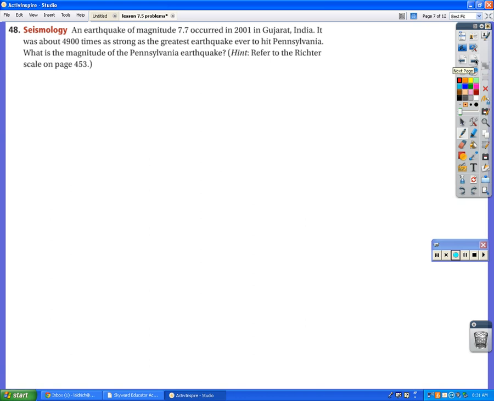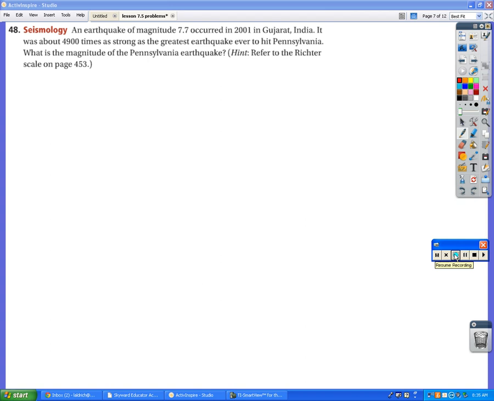Okay, number 48. An earthquake of magnitude 7.7 occurred in 2001. It was about 4,900 times as strong as the greatest earthquake ever to hit Pennsylvania. What is the magnitude of the Pennsylvania earthquake? They would like us to refer to the Richter scale on page 453. What do you see from the Richter scale on page 453?